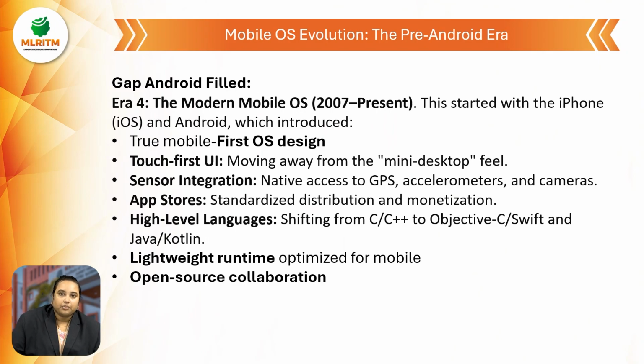We filled this gap with Android, which started the modern mobile era, from 2007 to present. This started with the iPhone OS and Android, which introduced a true mobile first OS design with a touch first UI, moving away from the mini desktop feel. Sensor integration gave native access to GPS, accelerometers, and cameras. We had app stores for standardized distribution and monetization. High level languages shifted from C++ to Objective C, Swift, and Java or Kotlin. We had a lightweight runtime optimized for mobiles, and open source collaboration.